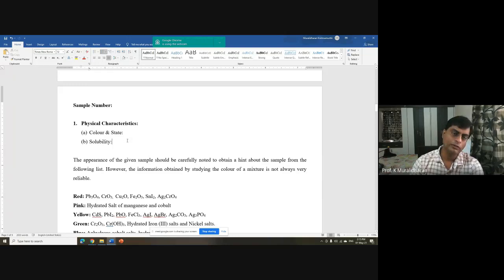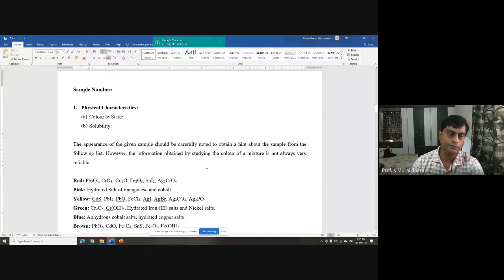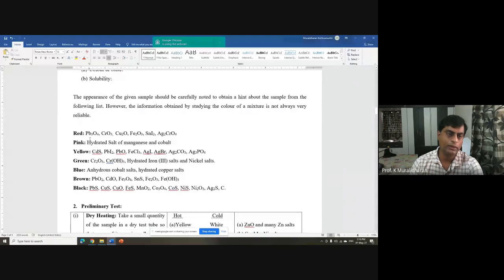Okay. First thing you have to see: these are some of the samples and the corresponding color of the salt mentioned here. Lead, chromium, copper, iron salts will have red color or close to red, different shades of red. Like a paint company advertisement, these compounds will have different shades of red. Not exactly all the same red. Okay, different shades of red. Right. Similarly, the hydrated salts of magnesium and cobalt will have pink color. And so on, right? So the list is there.